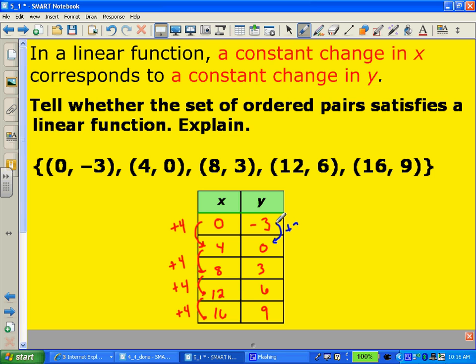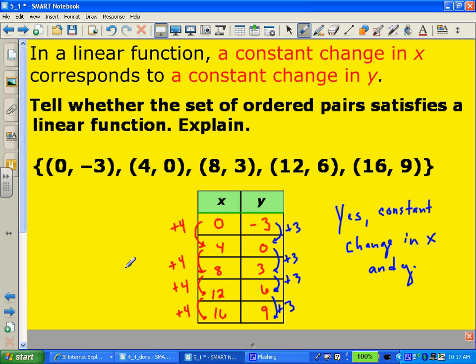So then we have to check out y. Notice here plus 3, plus 3, plus 3, plus 3. So we also have a constant change in y. When we have a constant change in x and a constant change in y, it is a linear function. And we'd say constant change in x and y.